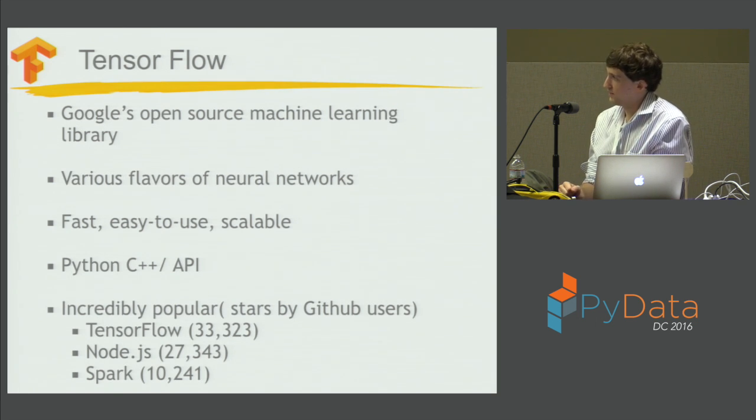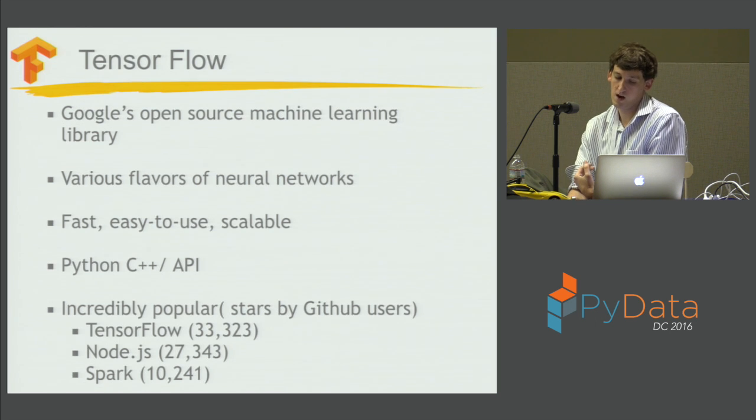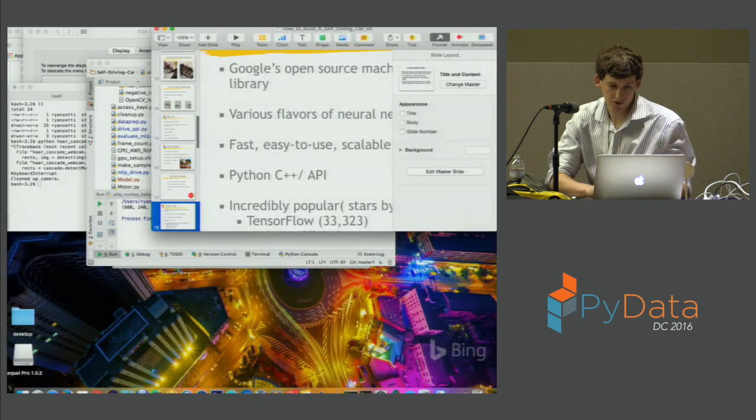It's got a Python API. It's written in C++. It's incredibly popular. The way I gauge the health of an open source project, there are a lot of different ways of doing it, but you can look at how many people have starred the repository on GitHub. So let me just show you how I would do that.